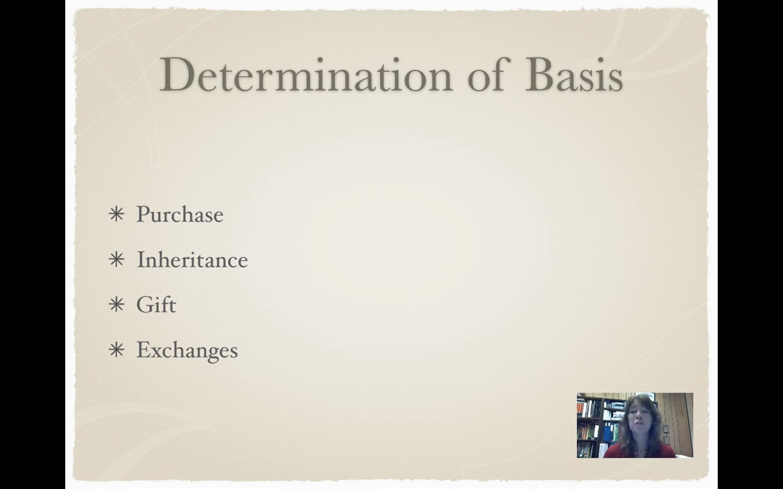So there are multiple ways to determine basis, but it all comes down to how you acquired the property. For today's purposes, we're going to look at four main ways of acquiring property: through the purchase of the property, through an inheritance, property received through a gift, and property received through an exchange. Now these are just four basic categories, but they'll help us look at how basis is determined in general.